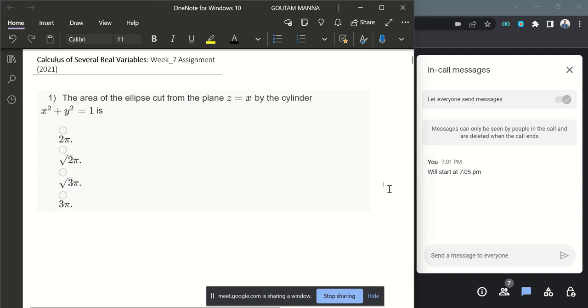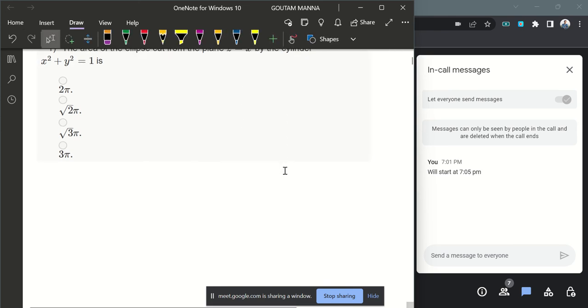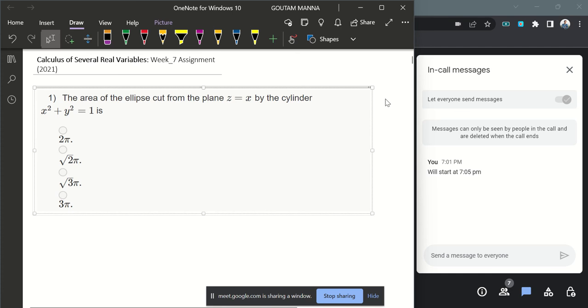The problem 1 is: we are asked to find out the area of the ellipse cut from the plane z equals x by the cylinder x square plus y square equals 1. So let's draw the cylinder and the plane and let's see how the ellipse looks.